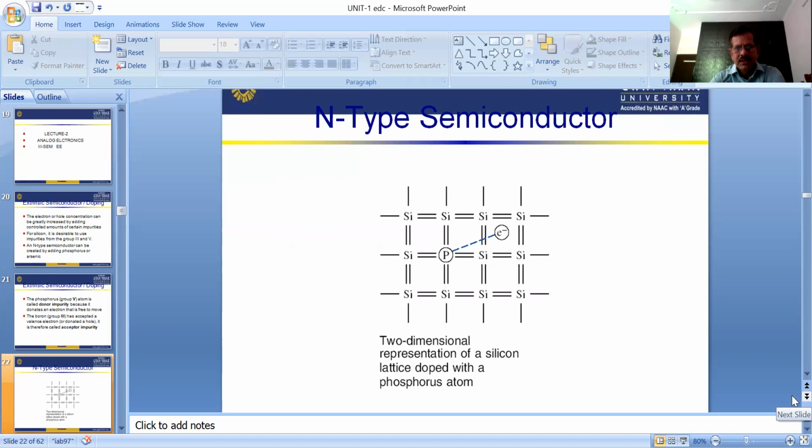You see in this slide, there is a two-dimensional representation of a silicon lattice doped with phosphorus atoms. Because phosphorus is a pentavalent impurity, it creates free electrons for the donor.